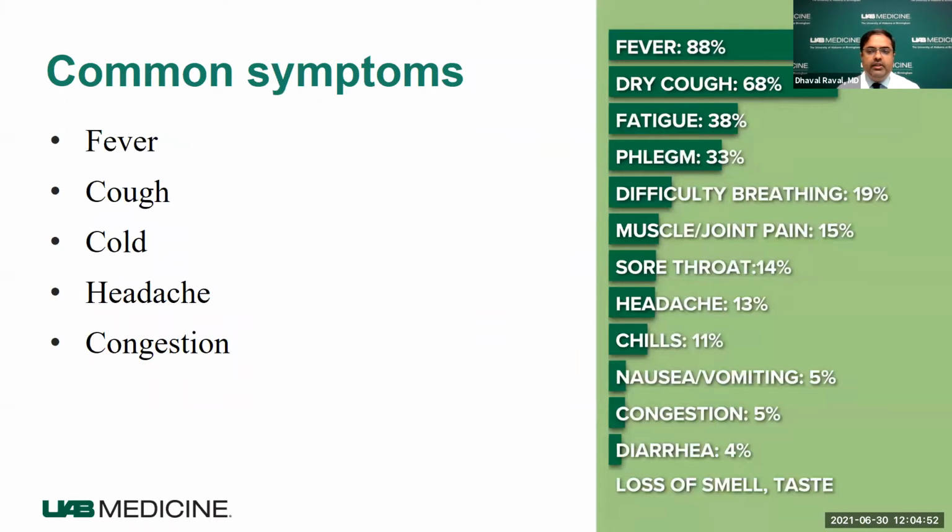If we look at the patients presenting with the initial COVID infection, they have a constellation of symptoms. And on the right, you can see frequency based on some of the studies, but it varies with some or the other combination of fever, cough, cold, headache, congestion, muscle ache, and GI symptoms.